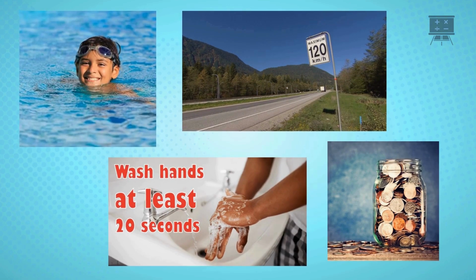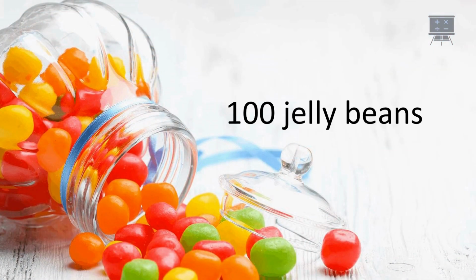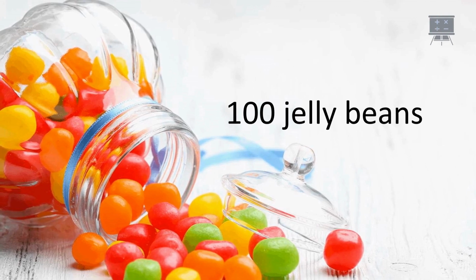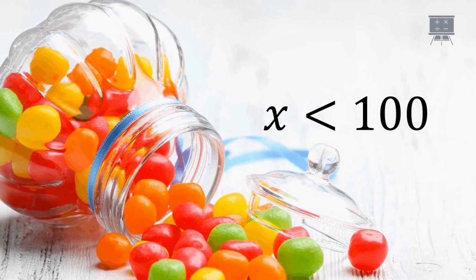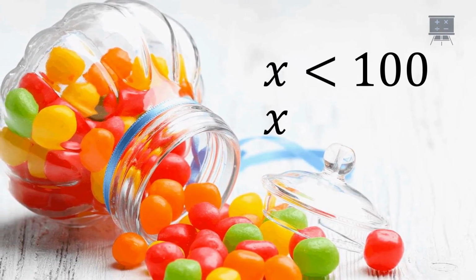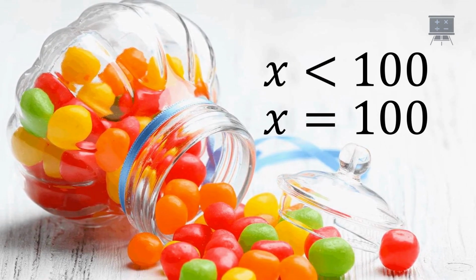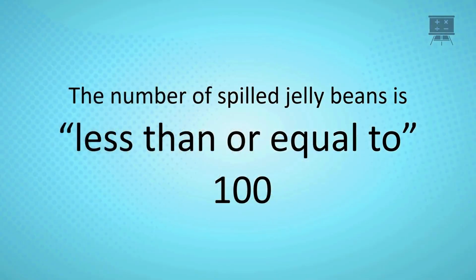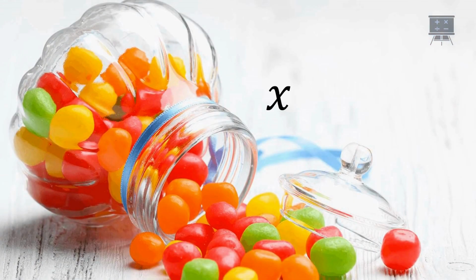Let's understand this with the help of real-life situations. A jar holds 100 jelly beans. If you accidentally spilled it on a table, we can say that the number of spilled jelly beans is less than 100. Or, if you spilled all, the number of spilled jelly beans equals 100. These two mathematical statements can be combined in one single statement. To form the less than or equal to symbol, we add an extra line at the bottom of the less than symbol. The number of spilled jelly beans is less than or equal to 100.